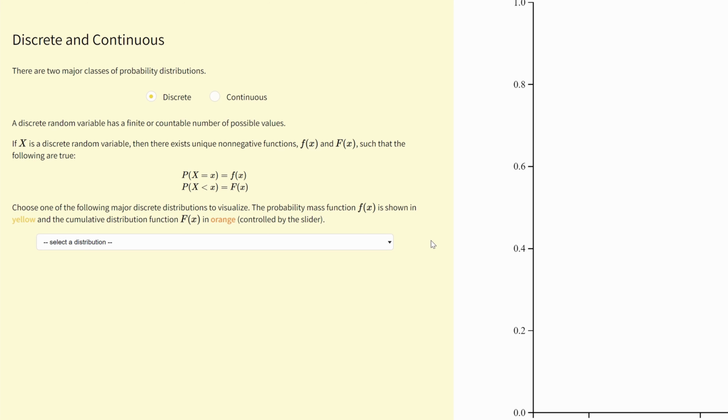This is nice. This is really nice. Discrete and continuous. Two classes of probability distributions, discrete and continuous. What does that mean? So discrete is something that has like an integer, right? Units, right? 1, 2, 3, 4, 5. So you got probability of those.